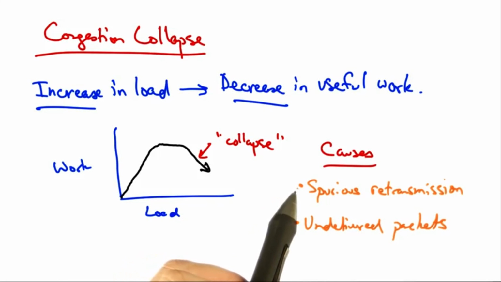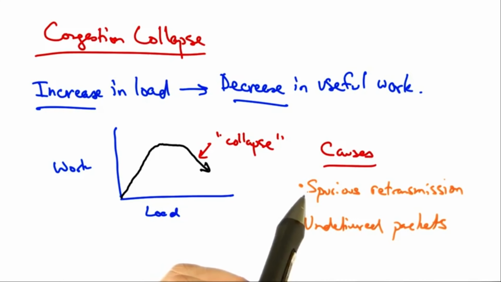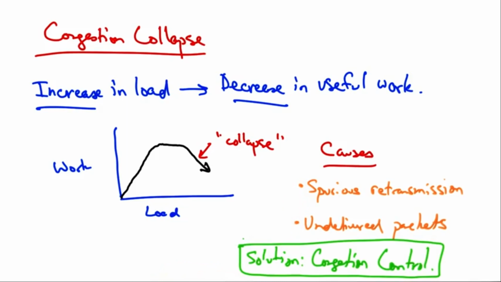The solution to spurious retransmissions is to have better timers and to use TCP congestion control, which we'll talk about next. The solution to undelivered packets is to apply congestion control to all traffic. Congestion control is the topic of the rest of this lesson.